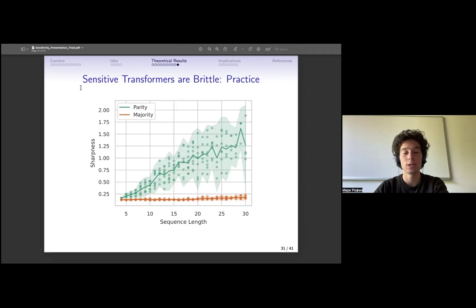In practice, this also can be spotted. So if we have two functions, parity and majority, and we train transformers for those functions for different sequence lengths and measure the sharpness, we can simply note that for majority, the sharpness increases, but mildly, and it always stays low. And for parity, the sharpness is always higher. And also for parity, the sharpness of the minima increases with increase of the sequence length. And so it increases and increases, and then at some point you just can't train a transformer for this function anymore. And the hypothesis is that the minima just became so sharp that with your current hyperparameters, your optimizer can't find the minima of this sharpness.